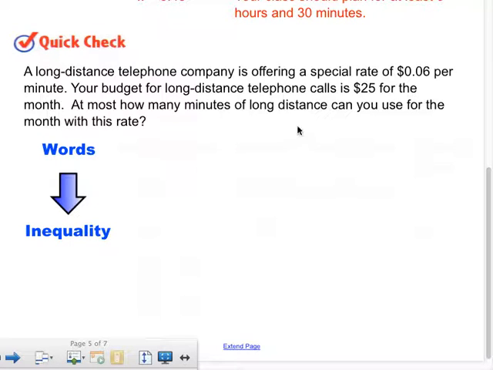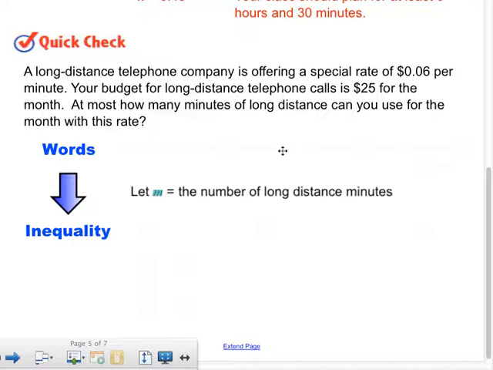Right. So 6 cents per minute. We're going to multiply that rate times the number of minutes. But do we know what number of minutes we have? No. We're trying to figure out how many of those minutes there are going to be. So you're using M for minutes. I use the same variable. Okay. And then what did you use for your inequality? It's going to be less than.